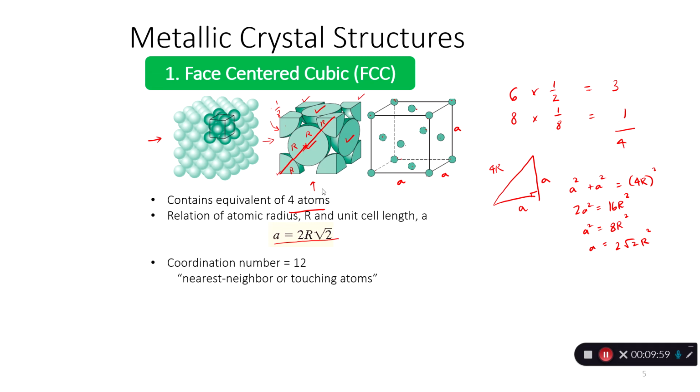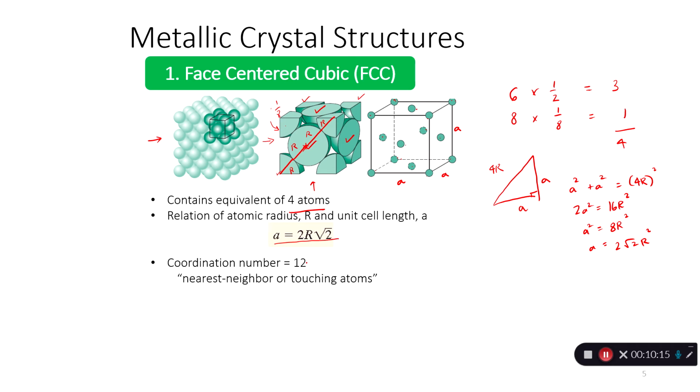And next is the coordination number equals 12. So coordination number is the nearest neighbor or touching atoms. So you will see this more clearly. I'm not going to explain this here. You'll see it in the next videos.